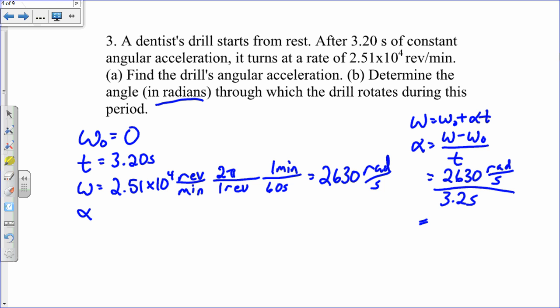And that gives me my alpha here, just 822 radians per second squared. That's part A.